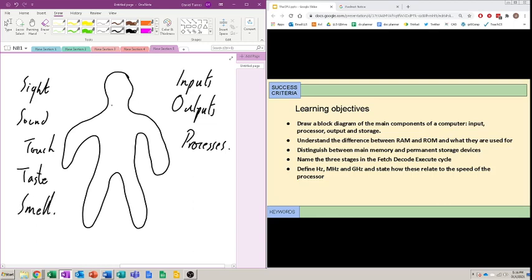So of course all of these inputs apply to a human. So of course we've got the eyes, we've got ears, we've got touch on the hands or anywhere on your body, we've got a tongue for taste, and we've got a nose for smell.